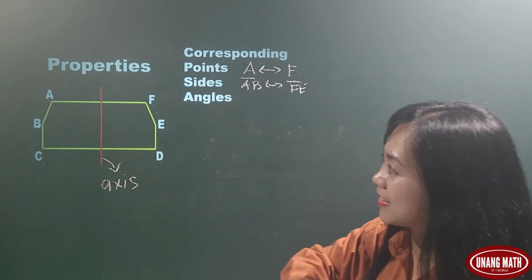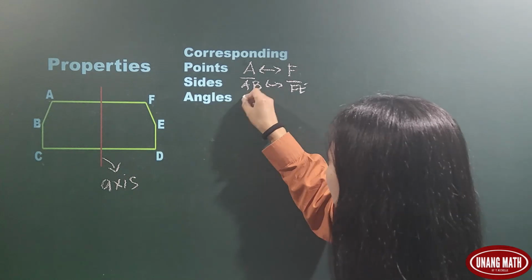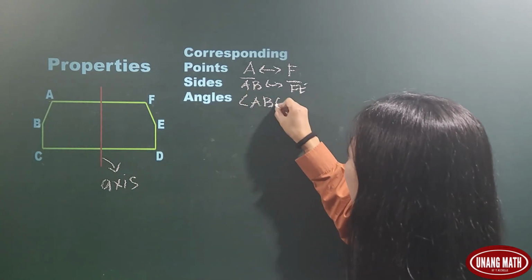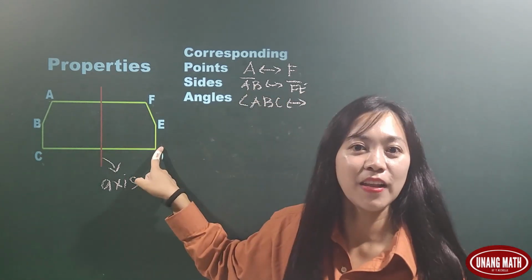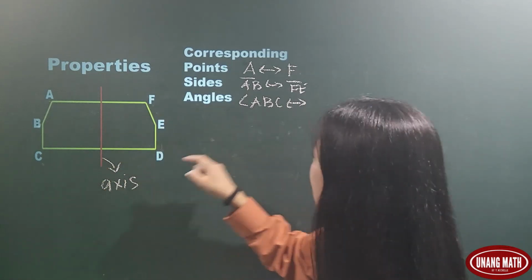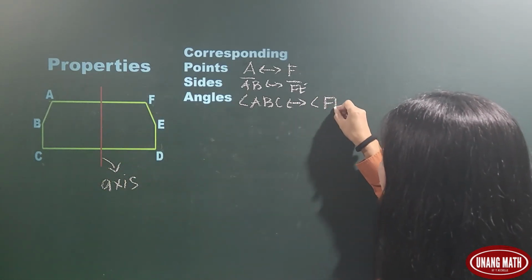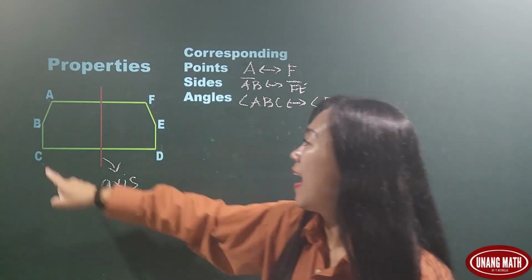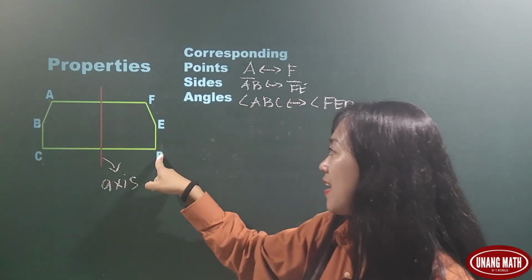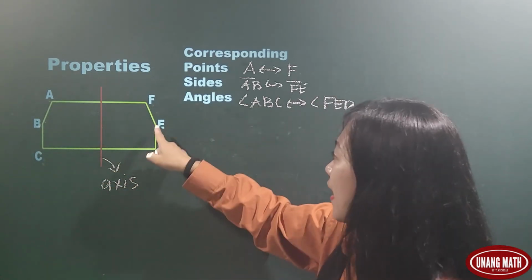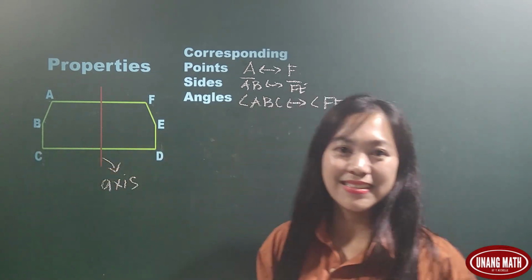Okay, how about angles? Okay, angle ABC. Angle ABC, okay, ang katumbas nito sa part na ito ay ang angle FED. So, angle FED. Okay, meron pa. Ang angle BCD, ang katumbas nito ay ang angle EDC.